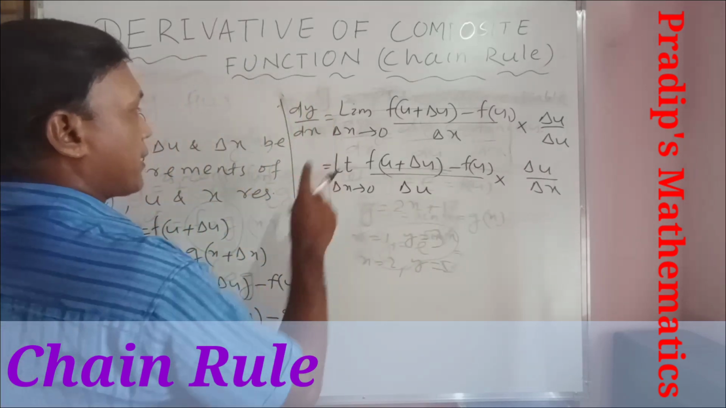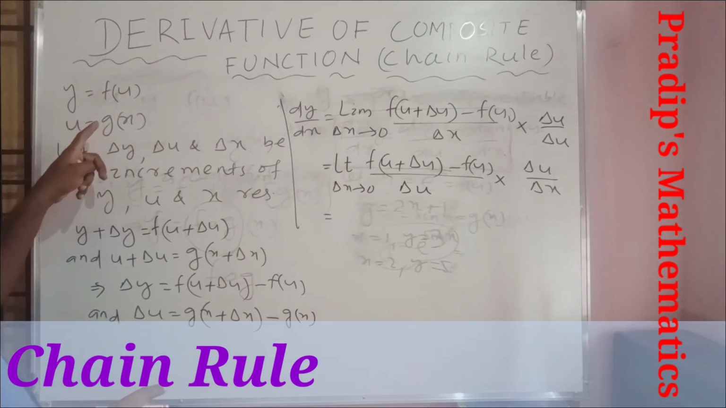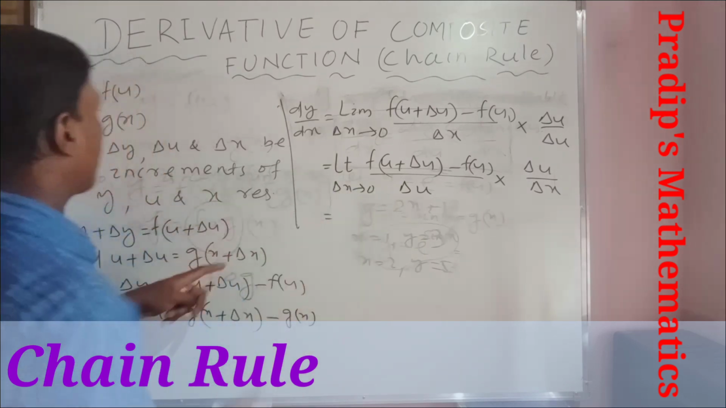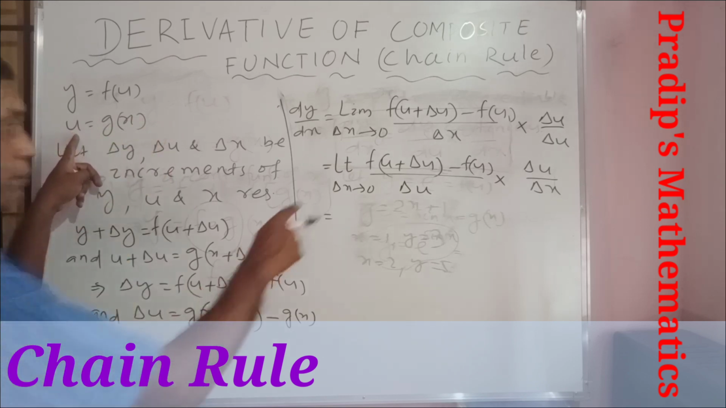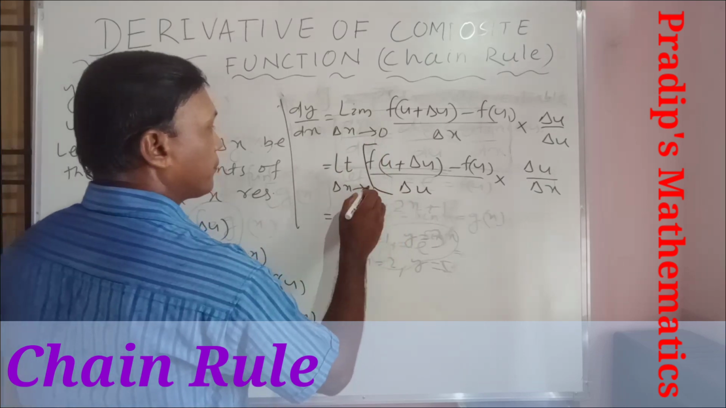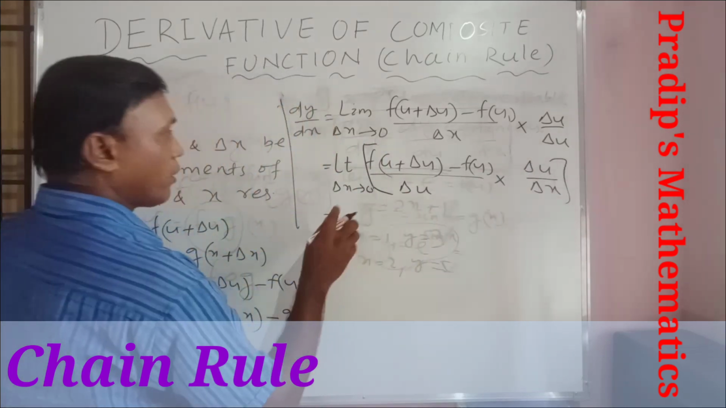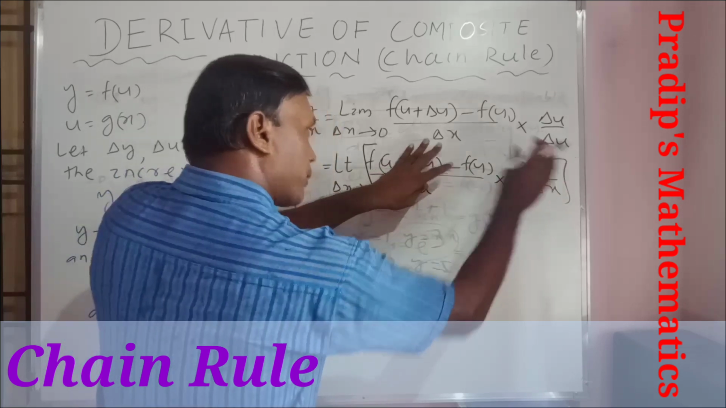So as g of x is function which is u, means u is function of x. As del x approaches to 0, u also approaches to 0. That means we can take here the limit of f into g is equal to limit of f into limit of g.